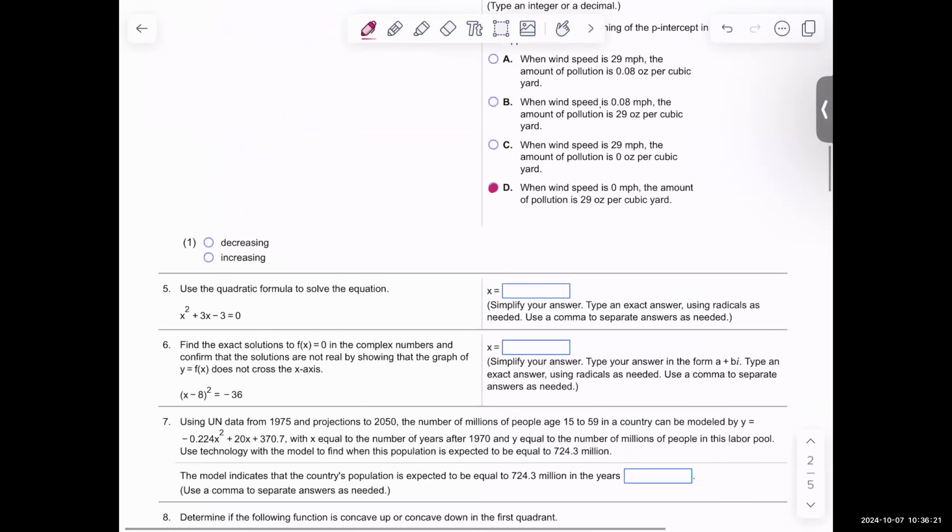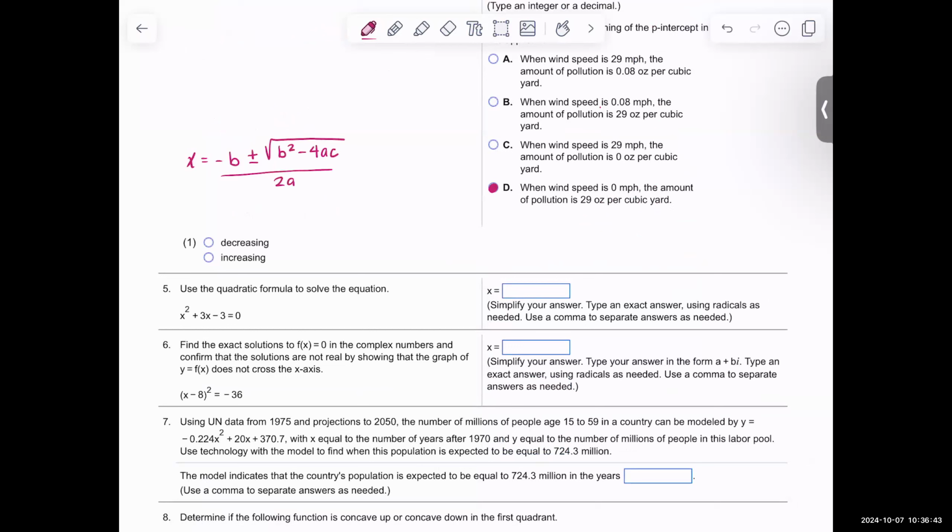Use the quadratic formula to solve this equation. All right, let's do that. I'm going to write the quadratic formula up here. x equals minus b plus or minus the square root, the whole thing under the square root is b squared minus 4 times a times c, all over 2a.